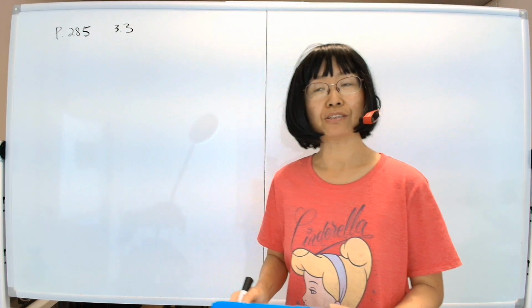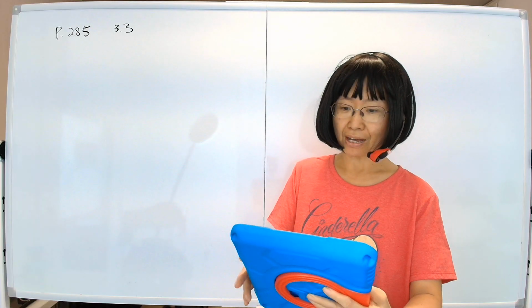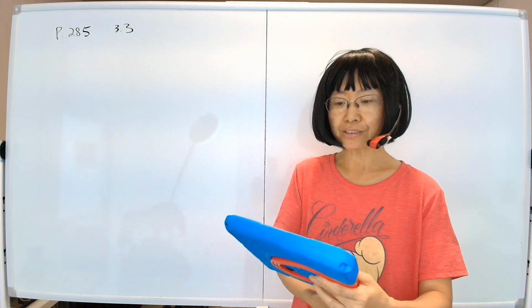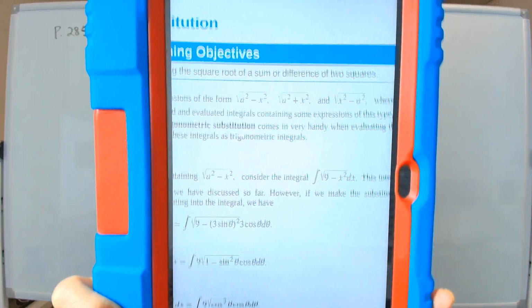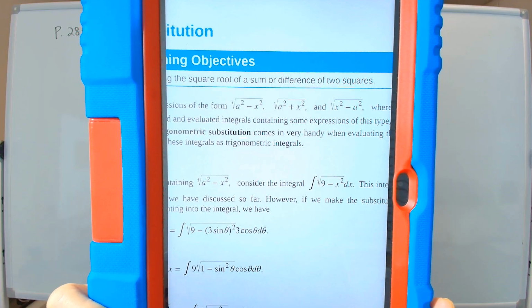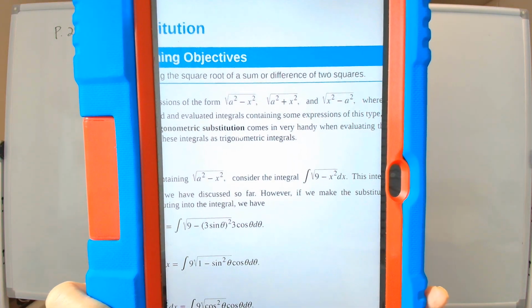Today we are going to do section 3.3 on page 285. What we're going to do is handle integration involving square roots of the sum or difference of squares, such as the one you see on top: square root of a squared minus x squared, a squared plus x squared, and x squared minus a squared.